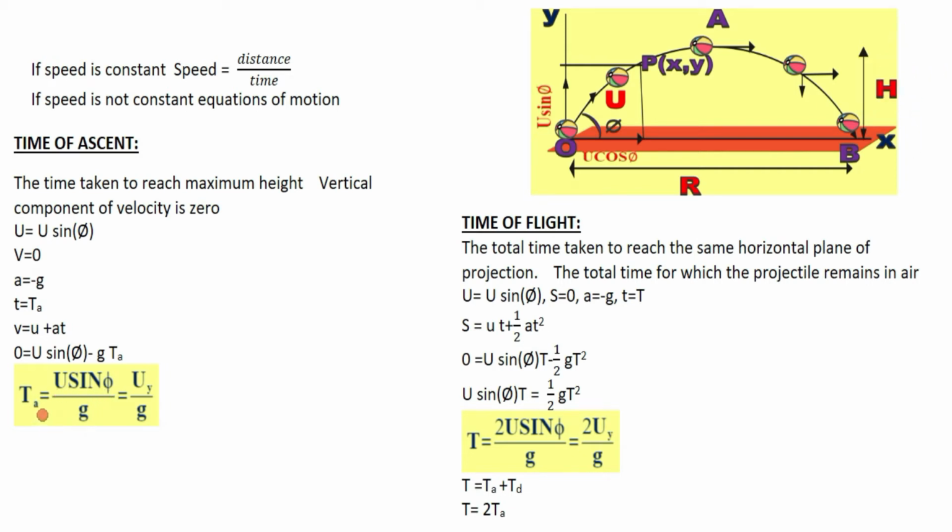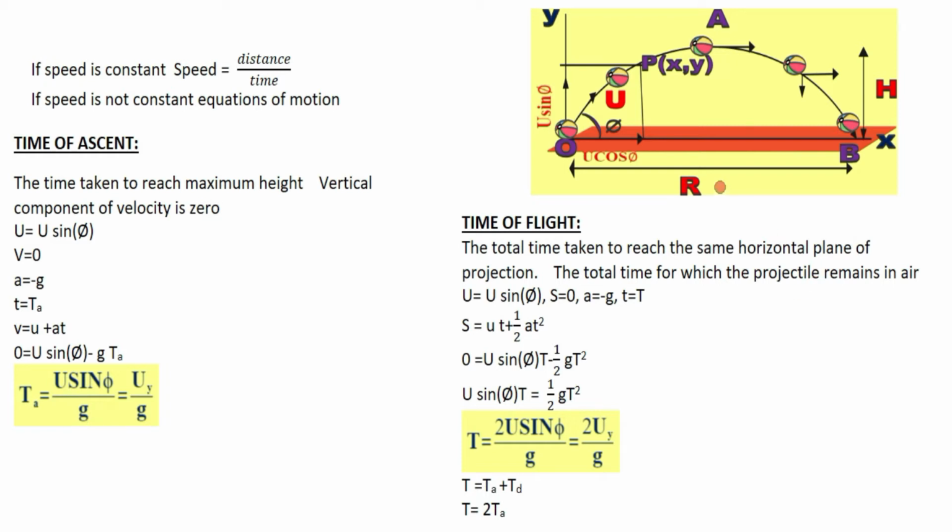That is, the other way we can write this expression for time of ascent is ta equals uy by g, which is nothing but the initial vertical component of velocity divided by acceleration due to gravity. Okay, this is the formula for time of ascent. Time of ascent ta is equal to u sin phi by g.